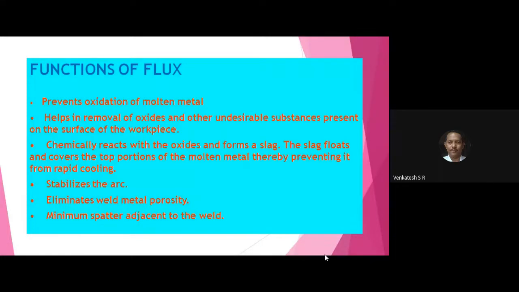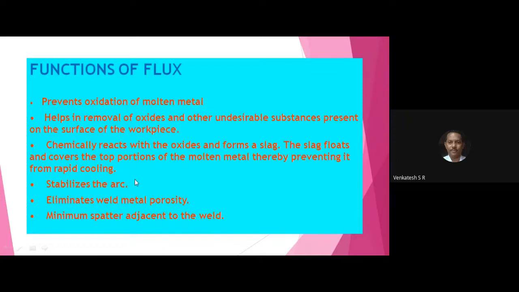Chemically reacts with the oxides of the flux. Usually the flux is made of iron oxide, then forms the slag. So the slag makes the joint cool slowly. Due to that, defects are reduced, which makes the joint strong and reduces the formation of defects like brittleness and cracks.